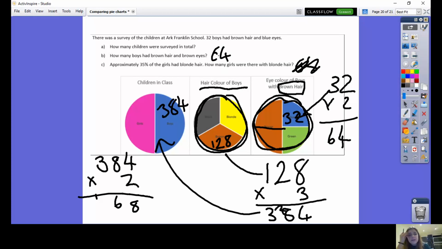And finally, question 3. Approximately 35% of the girls had blonde hair. How many girls were there with blonde hair? 35% of 384 is what you're doing here.